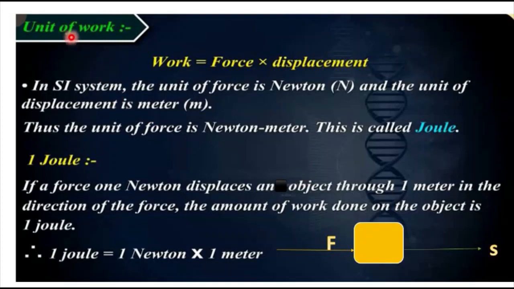Now let's see the unit of work by using the formula work is equal to force into displacement. In the SI system, the unit of force is Newton and the unit of displacement is meter. Thus, the unit of work is Newton meter. This is called joule. Now let's see the definition of 1 joule. If a force of 1 Newton displaces an object through 1 meter in the direction of the force, the amount of work done on the object is 1 joule. Hence, 1 joule is equal to 1 Newton into 1 meter.